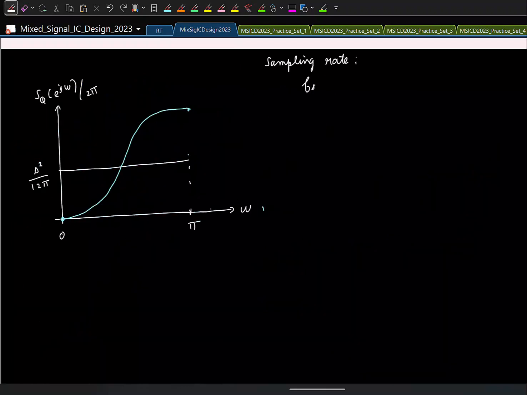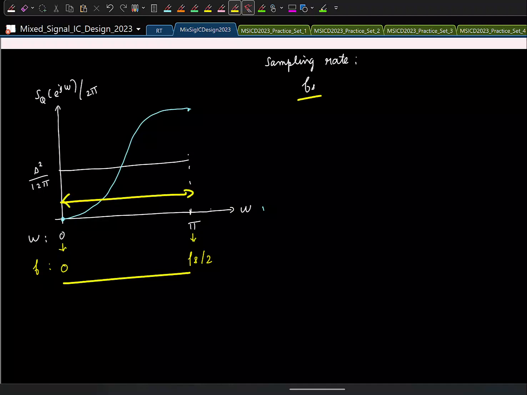Cool. So now this is omega. If I map it to continuous time frequencies, this will correspond to what frequency? 0. Pi will map to what frequency in continuous time? Fs by 2. Sampling rate is fs, so this will map to fs by 2. Now I know that if I sample at a sampling rate of fs, my signal can have this entire bandwidth from 0 to fs by 2. Now look at this quantization noise spectrum and tell me, if I were to get any benefit out of this entire business, how should I be choosing my signal bandwidth?